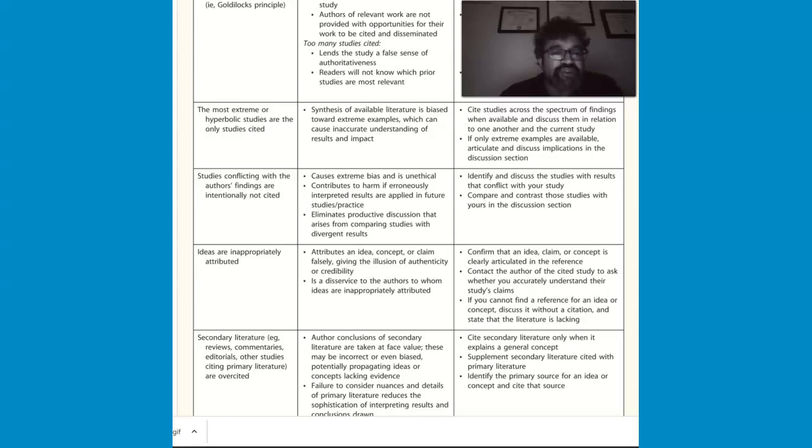Ideas are inappropriately attributed. That's the next one, I'm looking at this one now. When ideas are inappropriately attributed, then it's just conflicting. And so a lot of times you want to contact the author. I've done this before when using any sort of information or figure or anything else. And then secondary literature: reviews, commentaries, editorials, other studies citing primary literature are oversighted.